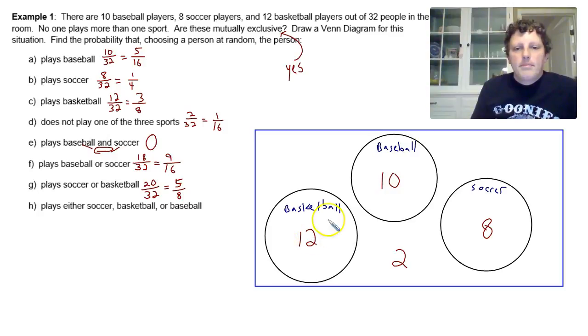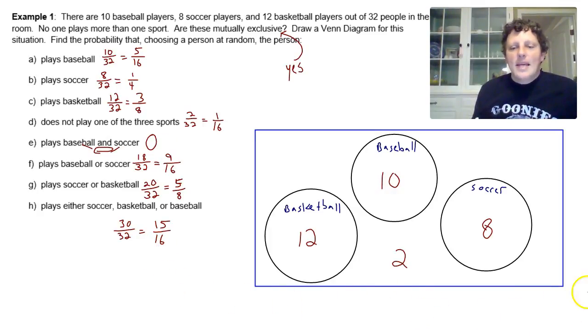All right, plays either soccer, basketball, or baseball. So that's all 3 of the circles together. Any of the sports would be fine for this. That's going to be 30 out of the 32, which is 15/16 as a reduced fraction. I don't know what the decimals are, but decimals would certainly be okay here.